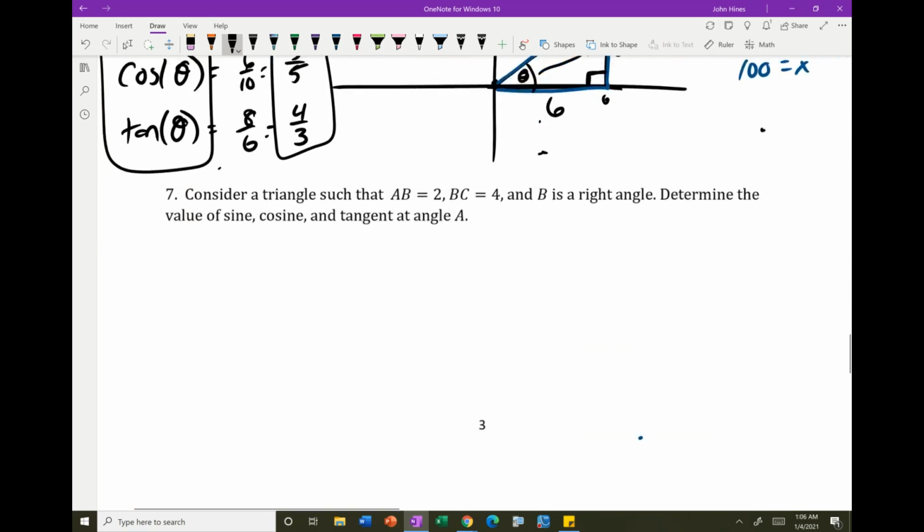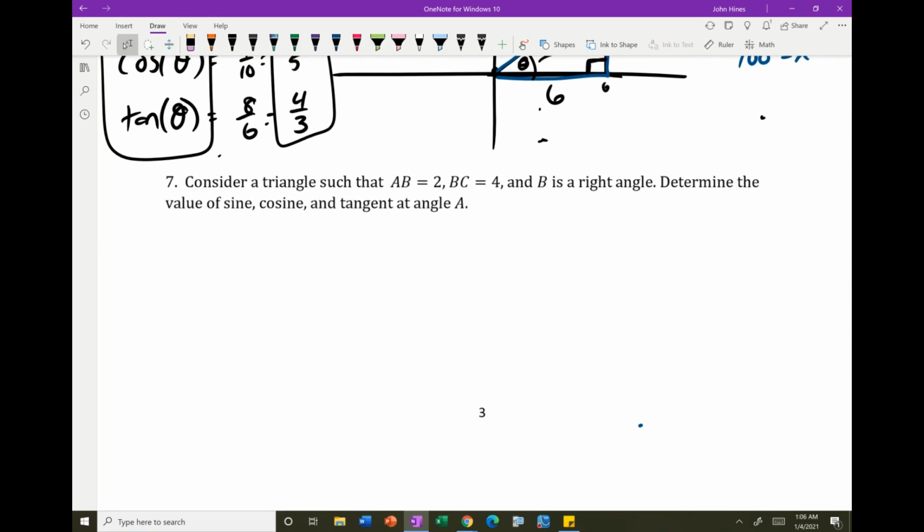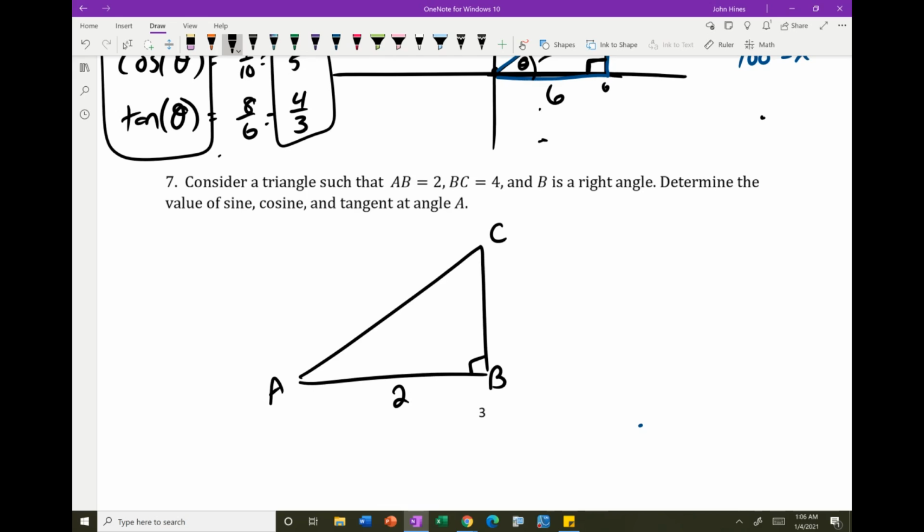And finally, number 7 here. Consider a triangle such that AB is 2, BC is 4, and B is a right angle. Draw a picture. B is a right angle. ABC doesn't matter. AB is 2. BC is 4. Determine the value of sine, cosine, and tangent at angle A. There is my angle there.